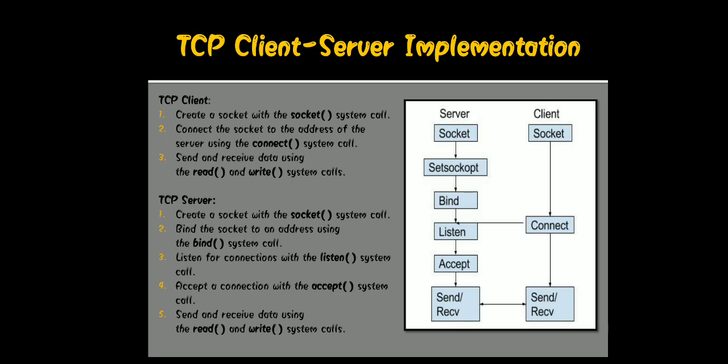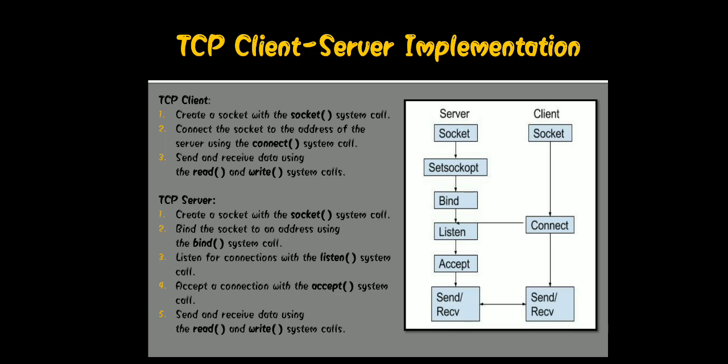A TCP server, on the other hand, has to create a socket with the socket system call, set socket options using the set socket option system call, and bind the socket to an address using the bind system call. It listens for connection with the listen system call and accepts a connection received from the client using the accept system call. It can now send and receive data using read and write system calls.